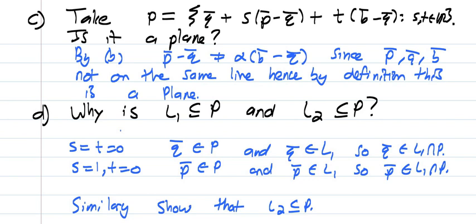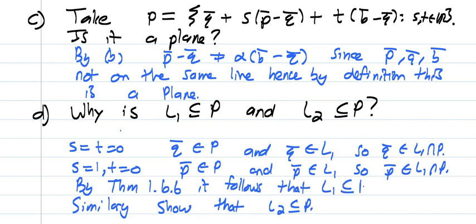And now remember that we have a theorem that says that if a line pierces a plane in more than one point, then the line must be contained in it. All right? So from this we can say, by theorem 1.6.6, it follows that line 1 is a subset of the plane.